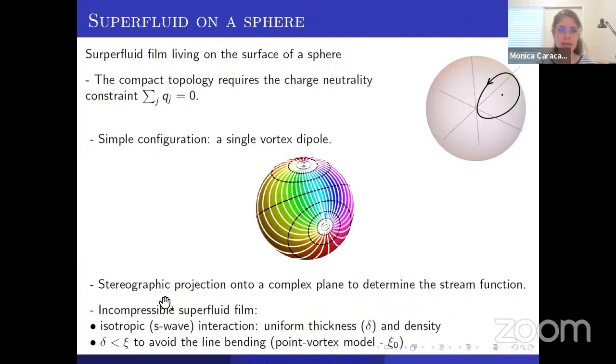To explain this method better, I would like to consider some assumptions of the model. As I told you, we have a compressible superfluid film, also with isotropic s-wave interaction between the atoms, repulsive, that gives us uniform film thickness and density. Consider also that the width of this film is less than the coherence length, to avoid vortex line bending. Then we can treat our vortices with the point vortex model, and the vortices are characterized by a constant core. The important thing.